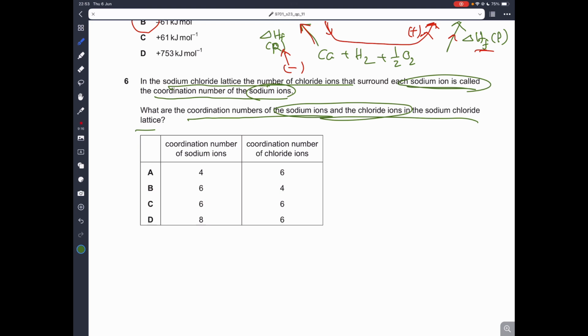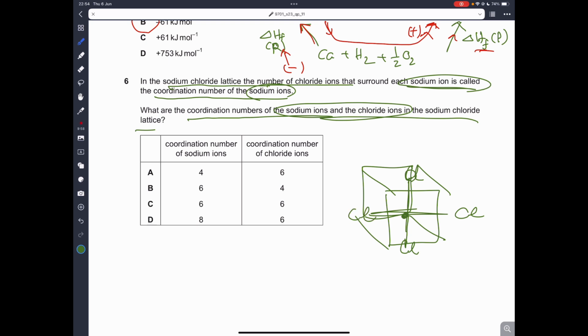Now in the sodium chloride lattice, I want you to draw a cube, right? It's always better to draw a diagram if you don't understand it. Draw a cube, right? And let's suppose in the middle there is the sodium ion. And then the chloride ions are going to surround the sodium ion in all different directions. So above and below the plane, there's going to be one chlorine atom here, one chlorine atom down here, left and right, chlorine atom here, chlorine atom there, front and back, chlorine atom here, chlorine atom here.